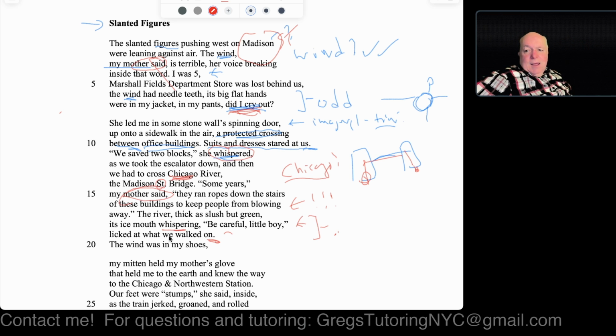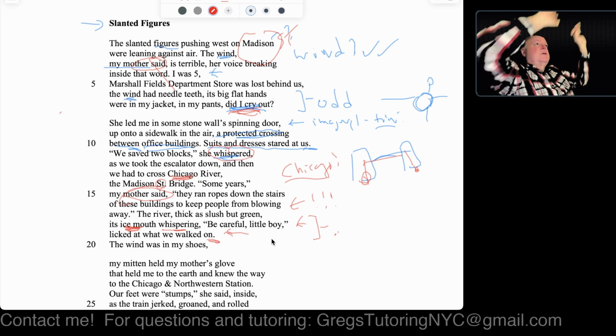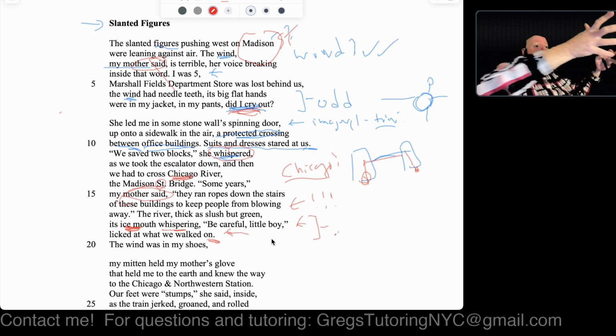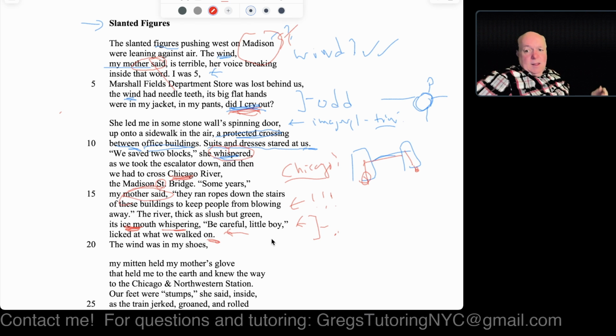So an ice mouth, right? Nasty river. And it licked what they walked upon. What does that mean? Again, you guys should be pausing this as I ask these questions. But really, it's the sidewalk, and it's lapping up onto the sidewalk and probably freezing up. So that also implies you could slip on the sidewalk and fall into the river as well. I would hope they have barricades or something up, but there's all this kind of stuff going on. All right, so that is our analysis.